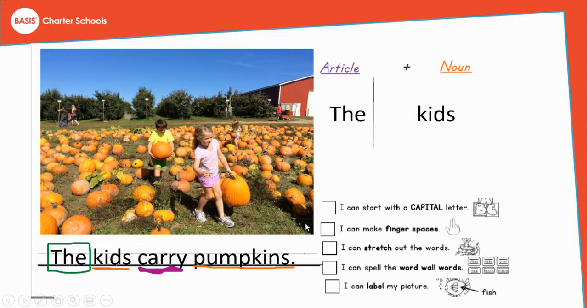We also took a look at our article and noun. We reminded ourselves that our article is the word that comes before our nouns, right? We put a green box around the article. We underlined in orange our nouns because kids, that's a person. Pumpkins are things. And then yesterday, we added something new since we talked about verbs. We underlined in purple what our verb was. In this case, carry. When you carry something, you're doing something physically. That's an action to carry.